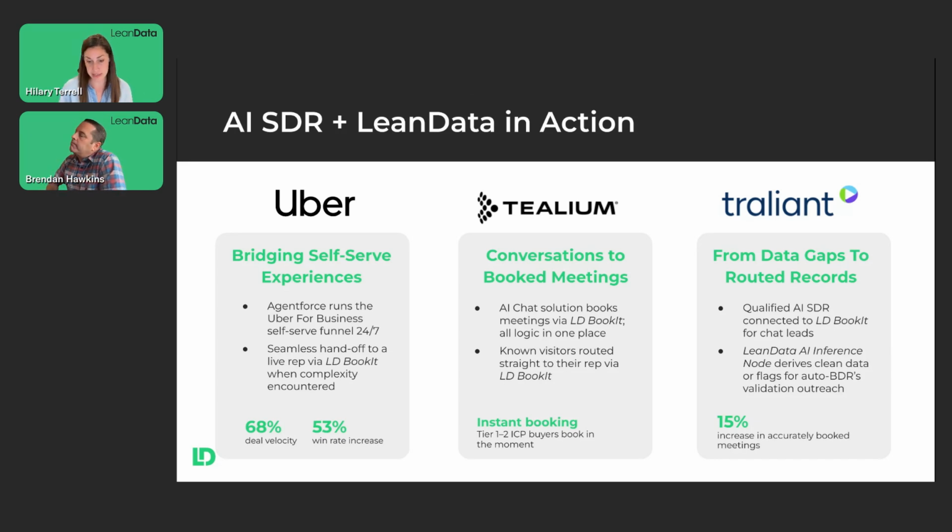So Uber for Business is using Agentforce to think about their self-service motion and how they can really scale that one-to-many part of the smaller end of their market. A new customer can engage with their Agentforce agent to get fully onboarded. But when an issue comes up, LeanData Book It allows that person to connect in real time, book a meeting with someone on their support side to keep that self-serve customer moving. So they're bringing in the human at the point of need and letting the agent take those steps in the meantime.